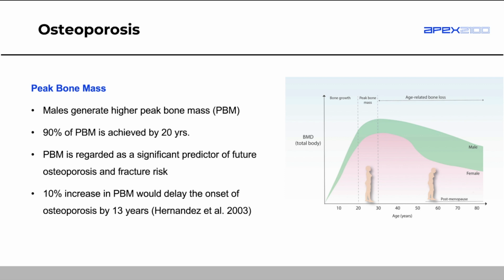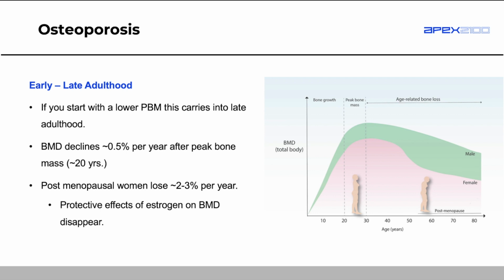So it's super important to achieve the highest possible peak bone mass by around 20 years old in order to offset that onset of osteoporosis. Now, if we start with a lower peak bone mass in our 20s, that carries on to late adulthood, and peak bone mass or bone mineral density declines at around 0.5% per year after around 20 years old. We have this decline. Now that decline, we can't really change it, it just happens. So we want to be having as much bone or bone mass as possible within our 20s.